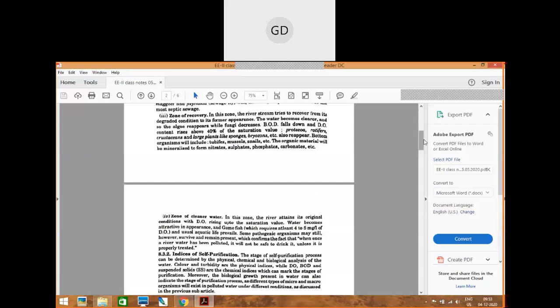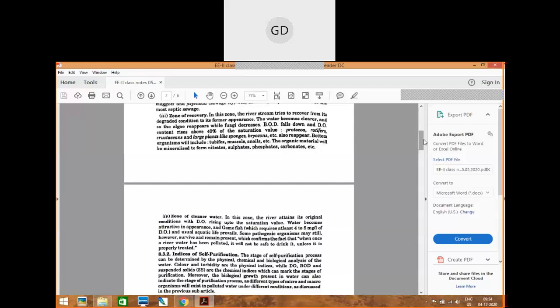Okay, so now here the BOD falls down, and also the DO content rises above 40% of the saturation value. Now the DO content at the active decomposition, you have learned, falls to zero, but now here in the zone of recovery, the DO content rises above 40%, which is a very good thing for the aquatic life. Now protozoa, rotifers, these are plants in the aquatic life in river or stream, so these will also reappear. Then bottom organisms will include snails, mussels, tubifex, these are bottom organisms, so these will also be found in the bottom part of the river.